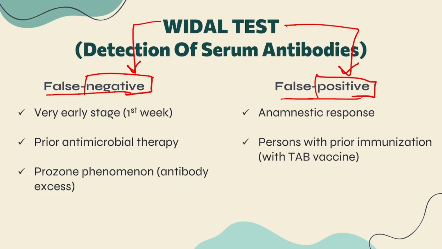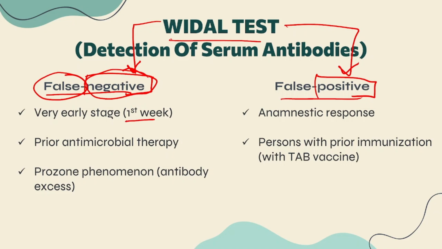Now let me explain the meaning of false negative. False negative means that the Widal test has turned negative, but this statement is false. I mean to say that the person is having enteric fever, but the Widal test is negative. That is what is called false negative. When can this happen? When do we do the Widal test? During the second week we are doing the Widal test.